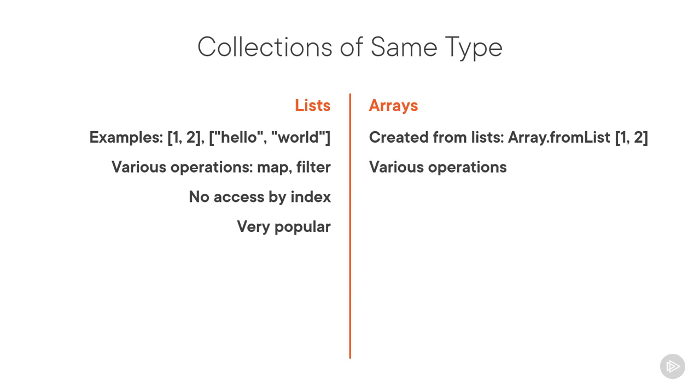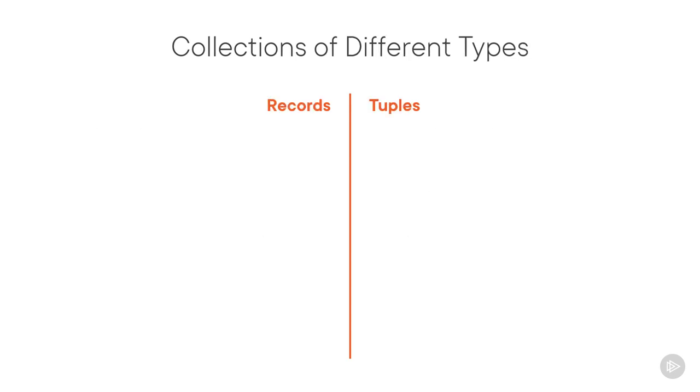The major difference is that items in an array can be accessed by index. For scenarios in which it's very important to access items by index, arrays are the right choice. Otherwise, arrays are less popular than lists. Records and tuples accept items of various types.